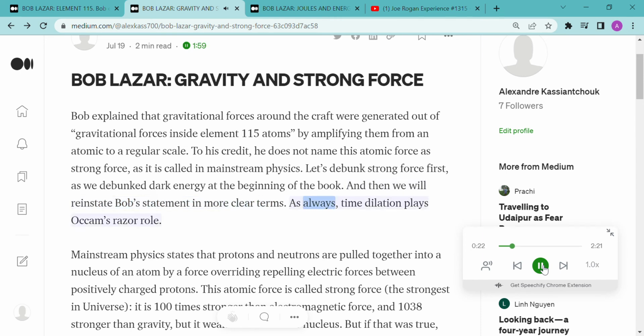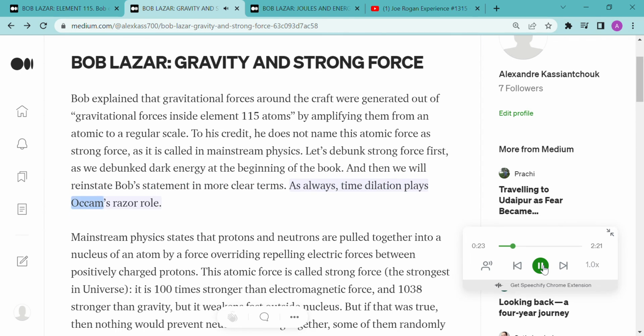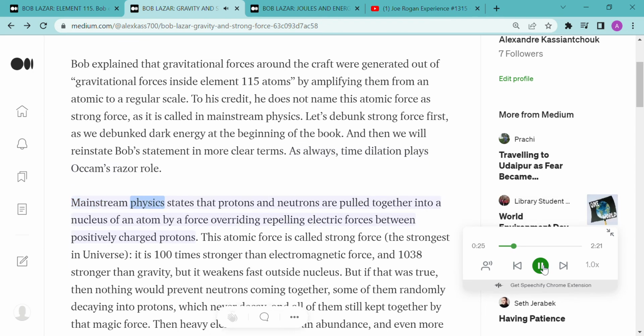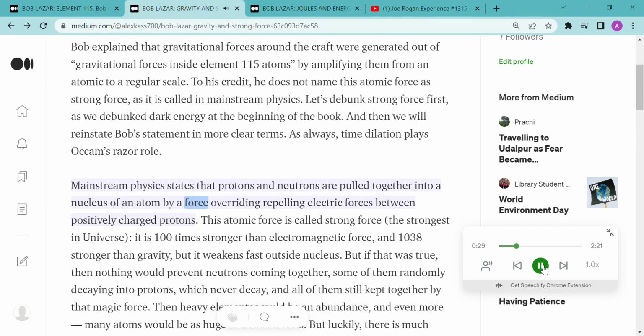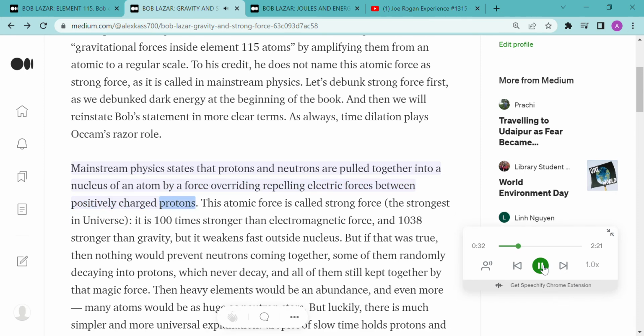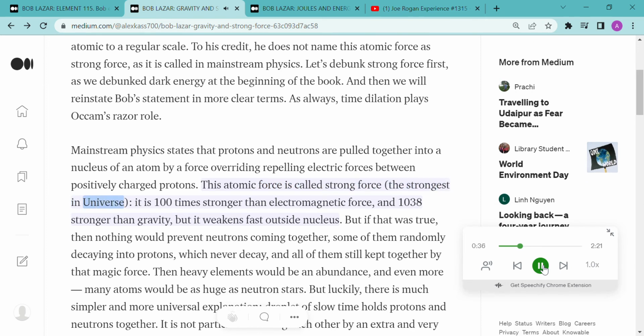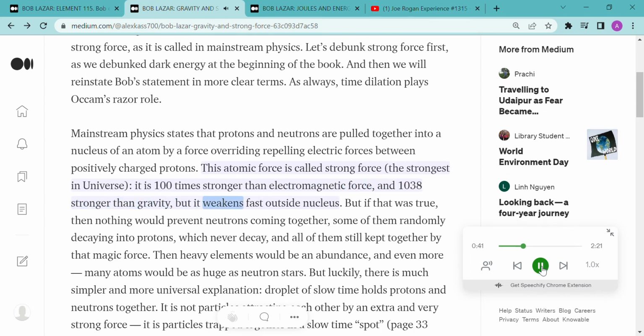As always, time dilation plays Occam's razor role. Mainstream physics states that protons and neutrons are pulled together into a nucleus of an atom by a force overriding repelling electric forces between positively charged protons. This atomic force is called strong force, the strongest in the universe. It is 100 times stronger than electromagnetic force, and 10^38 times stronger than gravity, but it weakens fast outside the nucleus.